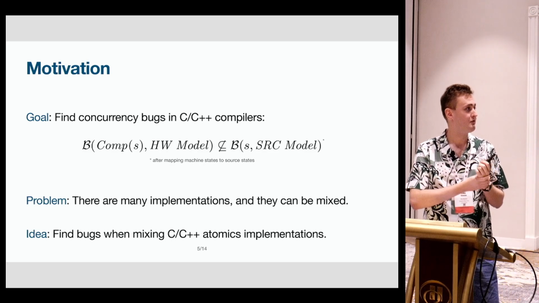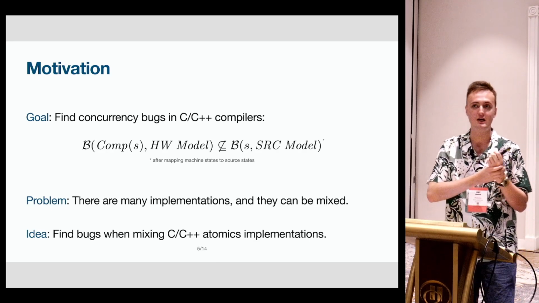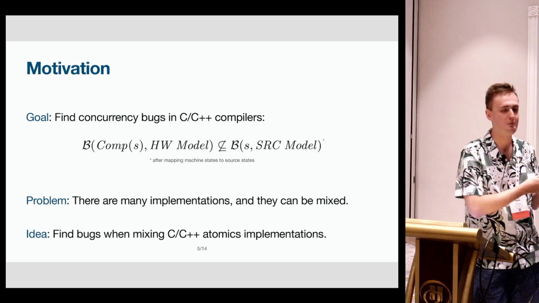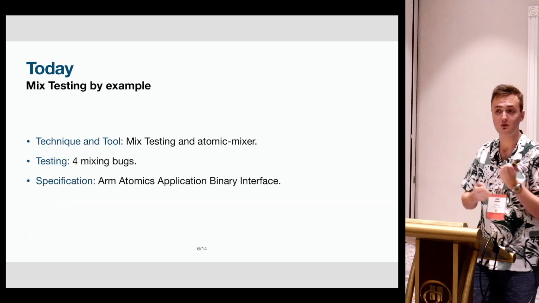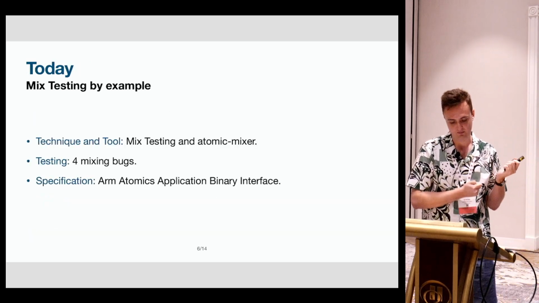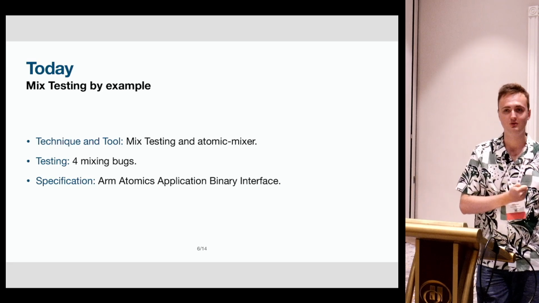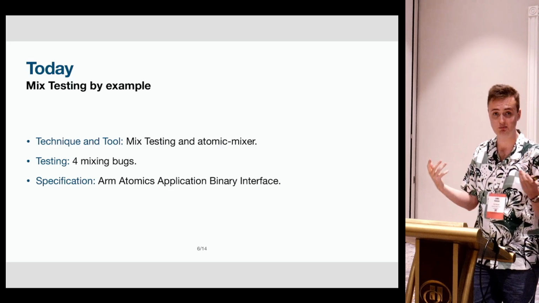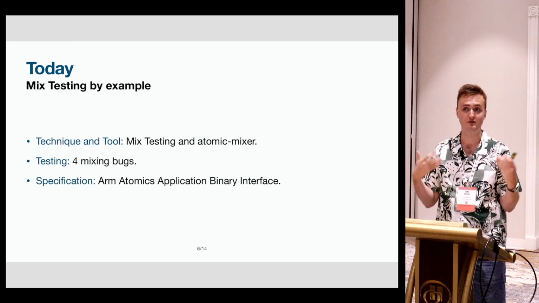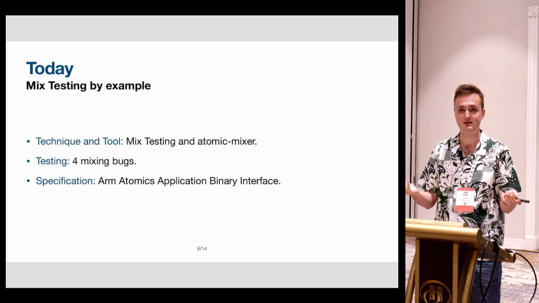But the state of the art hasn't necessarily looked into this all that much. There are a few web pages here, but there are no papers, as it were. So this is what we did, and this is what I'm going to talk to you about today. We have a technique called mixed testing, which allows us to test whether these mappings to different assembly sequences are interoperable. That means they can work with others. And we have a tool called Atomic Mixer that implements this technique.